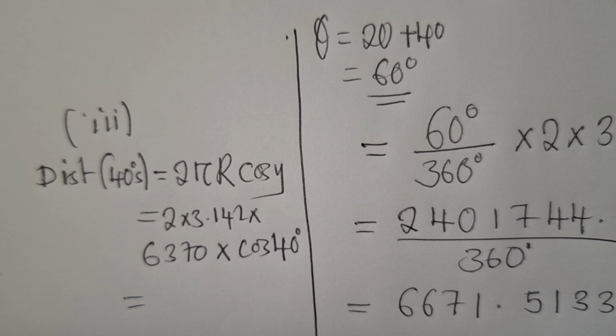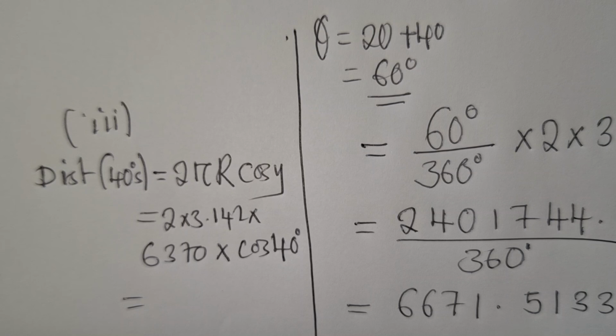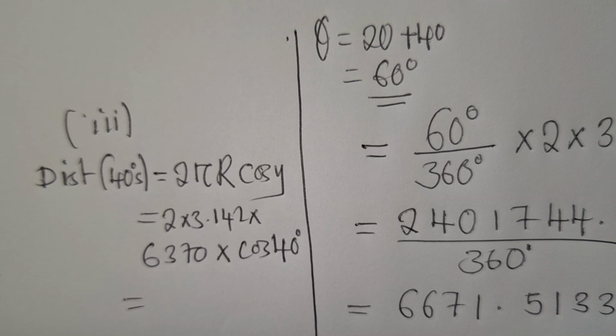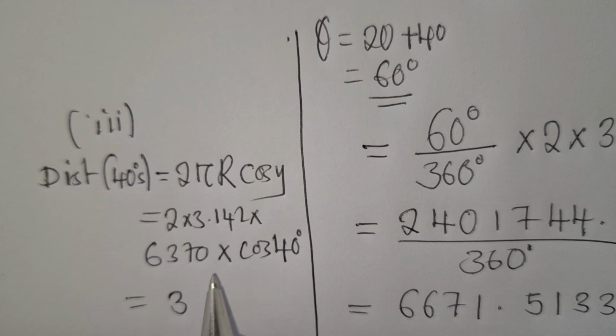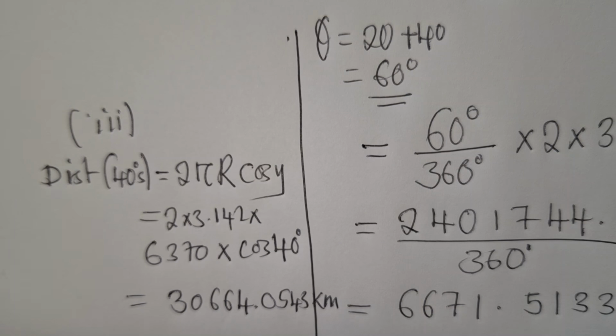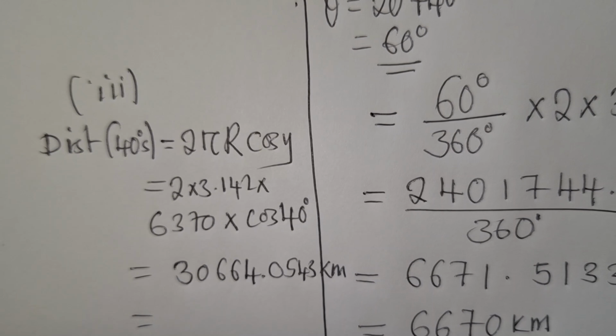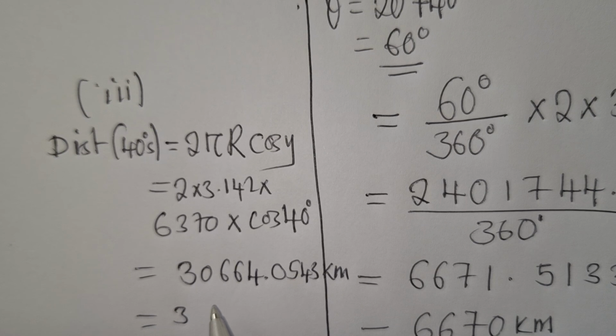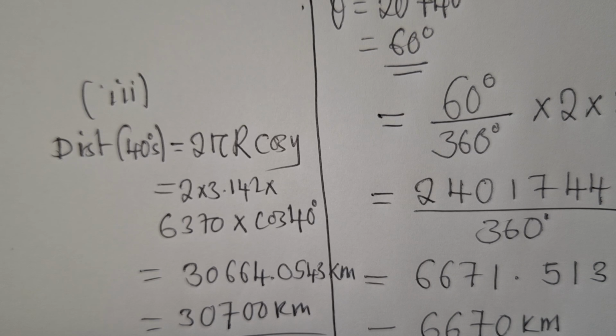Okay, so we punch on our calculator. We've got 2 times 3.142 times 6,370 times cos 40. This, of course, is giving us 30664.0543 kilometers. So we can write it in 3 significant figures. It will be 30700 kilometers. So this is our answer.